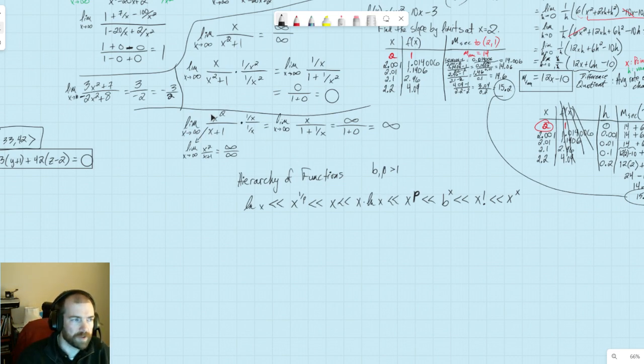So our limit for something that has a larger degree on the numerator is going to be infinity. That will diverge.